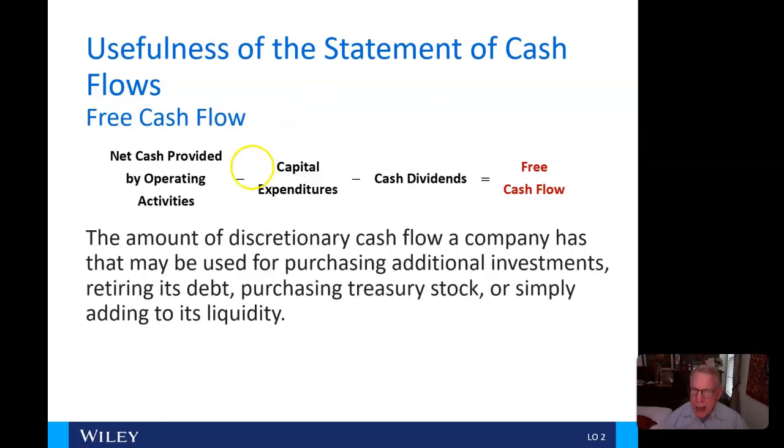Okay, free cash flow. So free cash flow is the net cash provided by operating activities minus capital expenditures minus cash dividends. That gives you your free cash flow, the cash flow that's available to be used for purchasing investments, retiring debt, maybe purchasing treasury stock, or simply adding to its liquidity. That's the discretionary cash flow a company has.